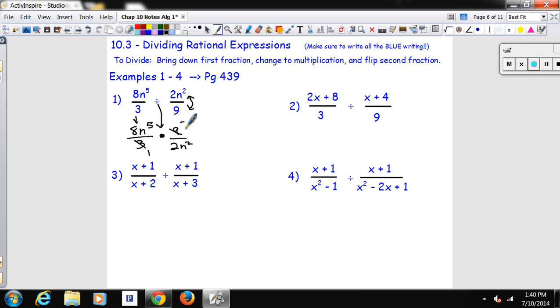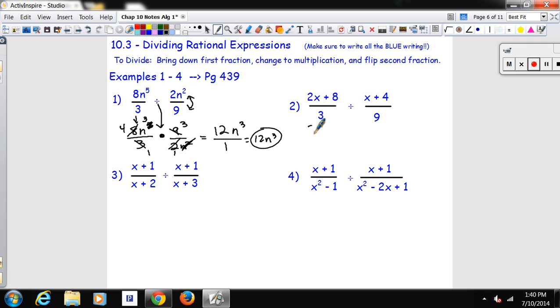3 can go into 9 3 times. 2 can go into 8 4 times. You can reduce 2 n's off the bottom and 2 n's off the top. That's going to leave you with 3 n's on the top. So you're left with a 4 times a 3, which is 12, and n to the third power, over 1 times 1, which is 1. So just 12n to the third power would be your answer.